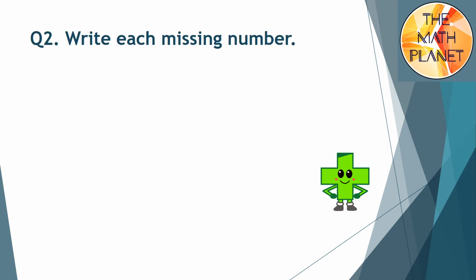Question number 2. Write each missing number. Number 1. Which number do you add to 90 and the sum is 90? This seems to be the zero or identity property, so the missing number must be 0.